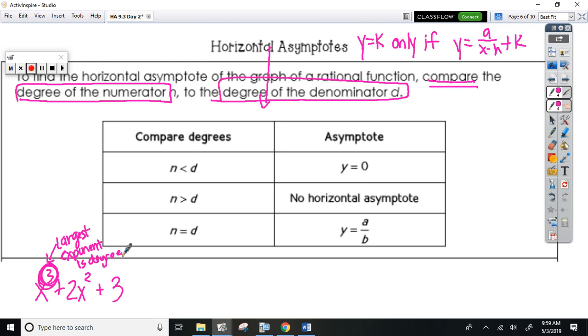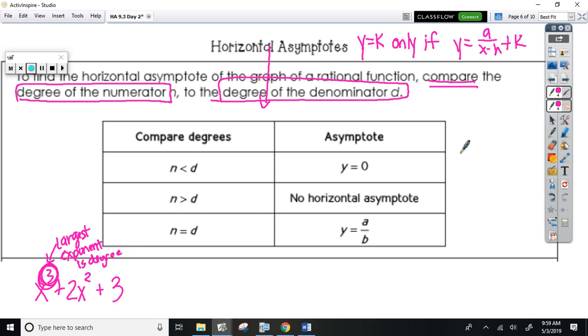Usually if it's in standard form, it'll be the first exponent, but if it's not in standard form, you have to look for the largest exponent, that's the degree. So you're going to compare the degree of the numerator to the degree of the denominator, and depending on which inequality symbol you use, that will tell you what type of horizontal asymptote you have. So it says if the degree of the numerator is less than the degree of the denominator.